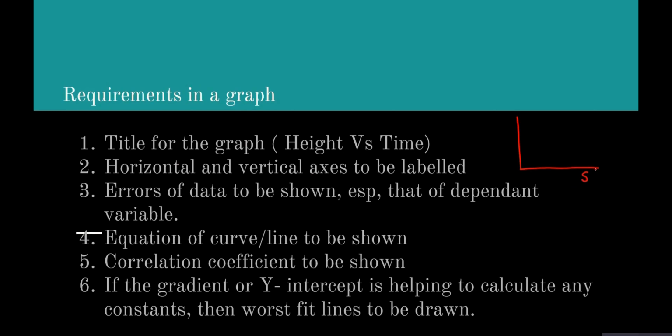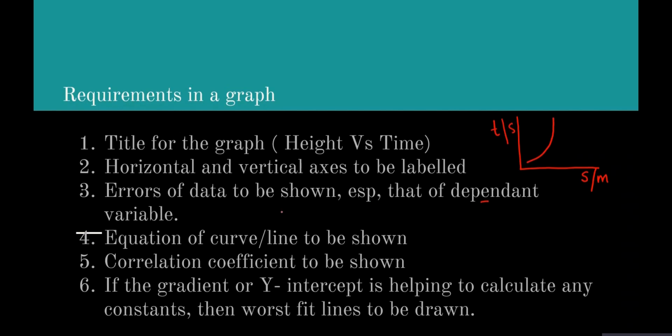which is distance in this example, unit meter, and the dependent variable goes in the y-axis, which is time, and its unit second. Don't forget to put the units. Errors of data to be shown, especially that of the dependent variable. Why are we saying dependent variable? Now, we are expecting a graph of this manner.